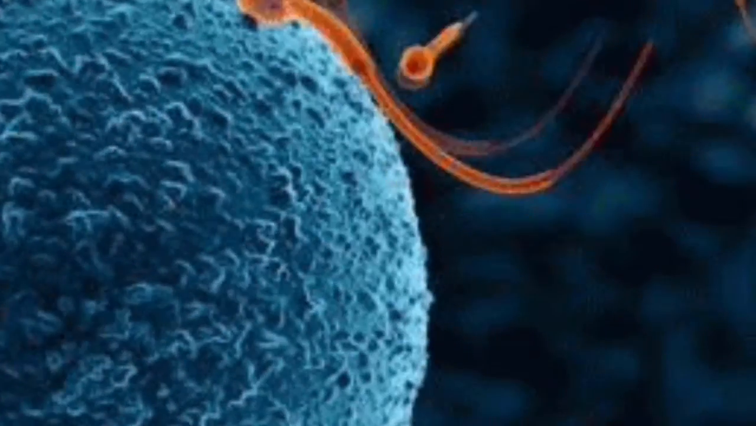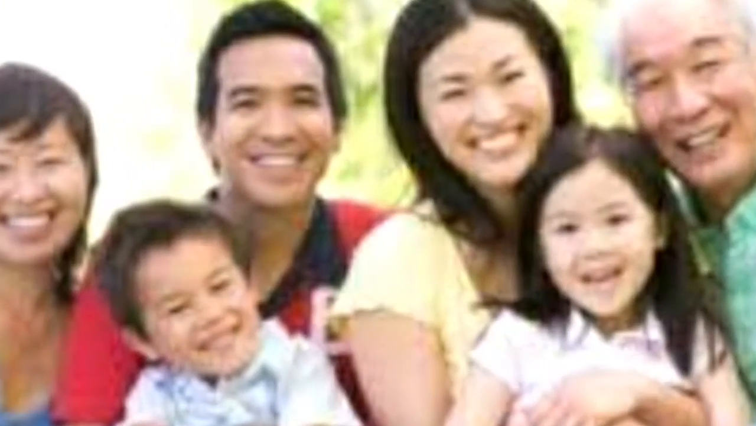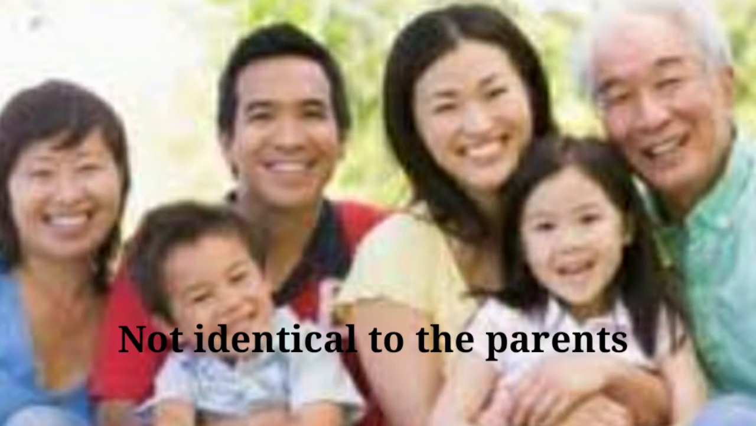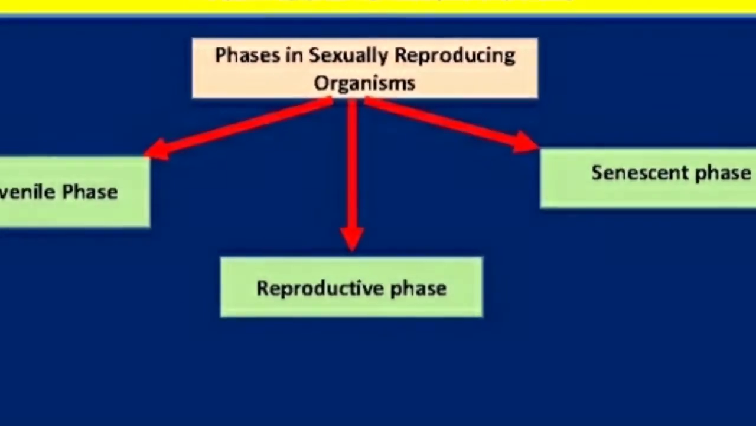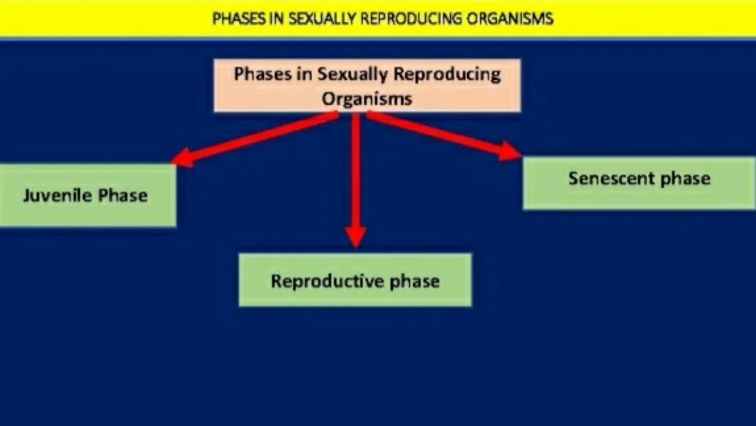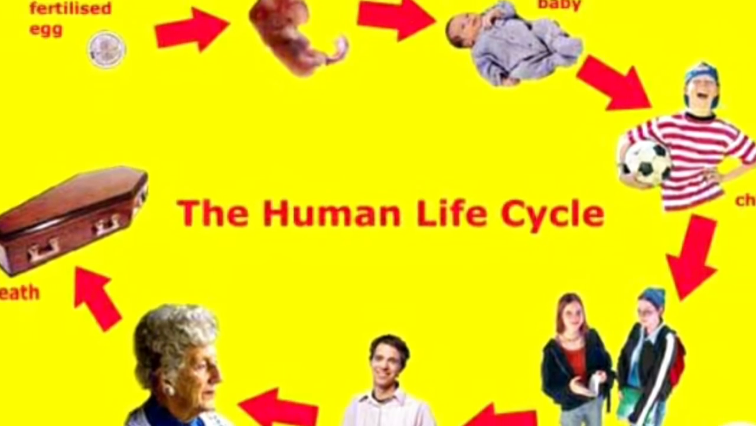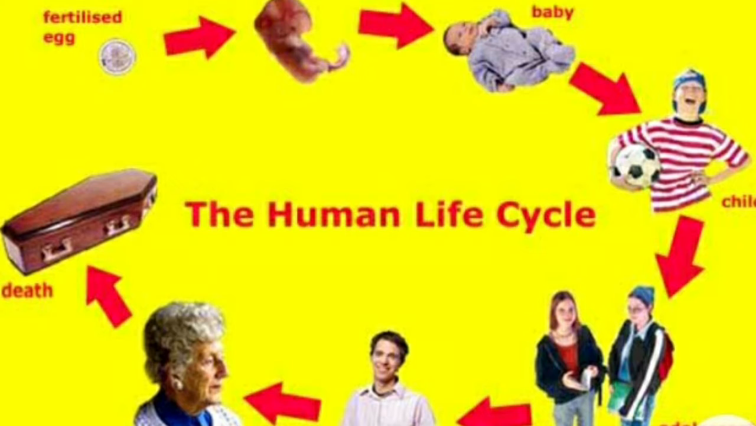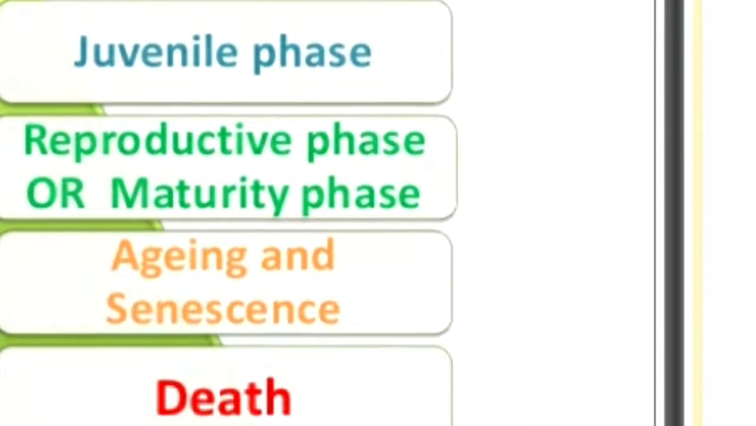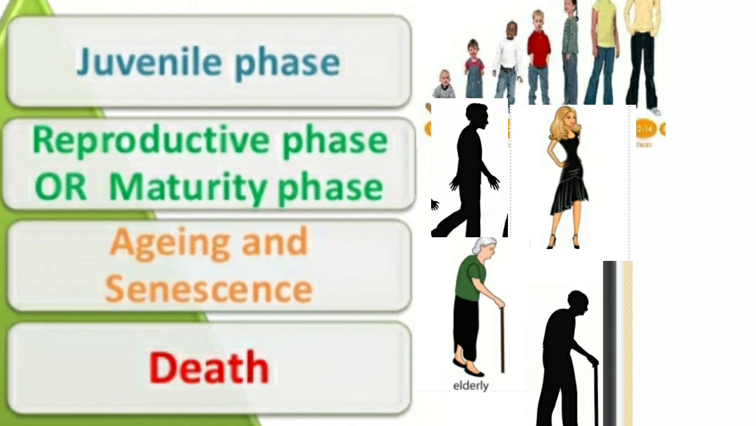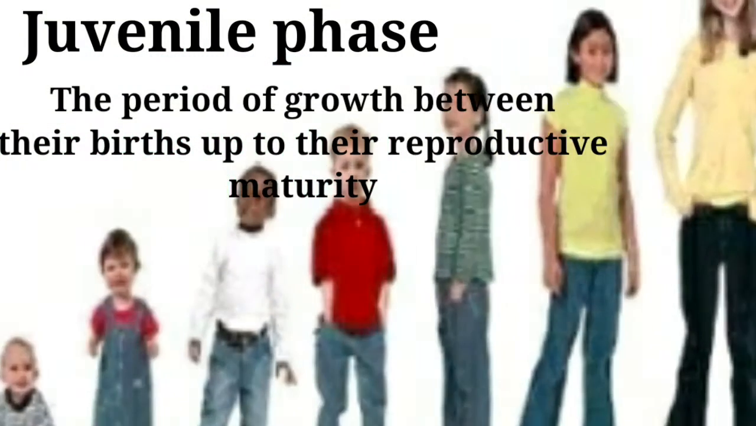Because of the fusion of male and female gametes, sexual reproduction results in offsprings that are not identical to the parents or among themselves. What are the phases in sexually reproducing organisms, children? All organisms have to reach a certain stage of growth and maturity in their life before they can reproduce sexually. There are four phases in sexually reproducing organisms, that is juvenile phase, vegetative phase, reproductive phase or maturity phase, and senescent phase.